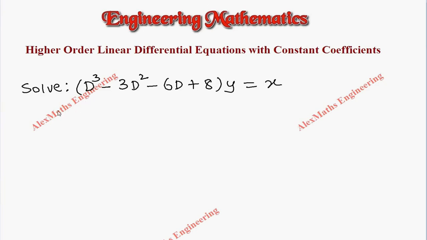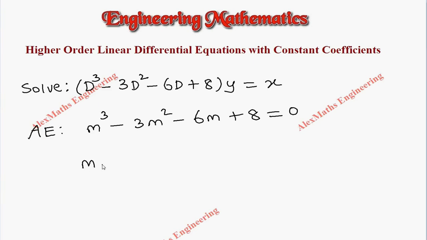In this video, we are going to solve a problem where the question is (D cube minus 3D square minus 6D plus 8) y equal to x. As per the procedure, first we have to write the auxiliary equation, which is m cube minus 3m square minus 6m plus 8 equal to 0. By solving this using calculator, we get three values for m. They are 1, minus 2 and 4.